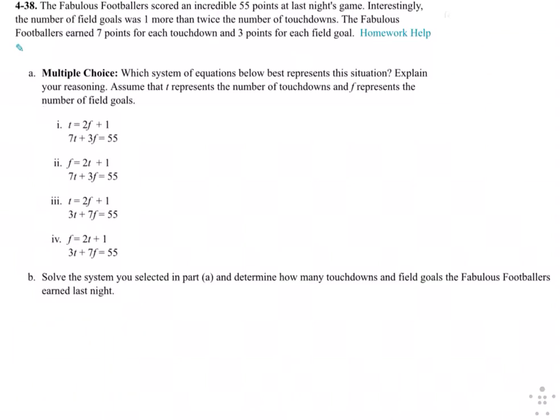So from this line, interestingly, the number of field goals was one more than twice the number of touchdowns, 2t. So let's see where we find that one. So f equals 2t plus 1. The only ones so far are these, right? Because they have the proper first equation.